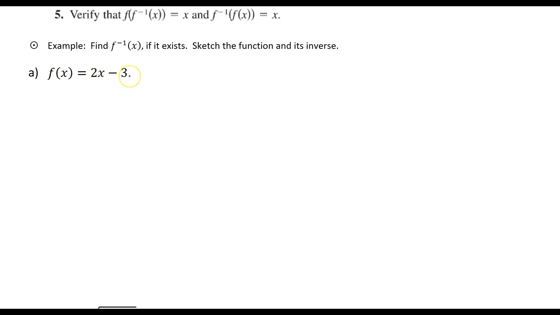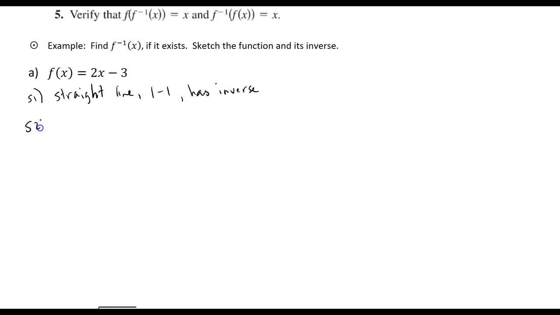This is a straight line. It's going to have a slope of +2, so it is going to be one-to-one. You're not going to have any issues with failing the horizontal line test. So for step 1, it's a straight line, which means that it's one-to-one, which means that it has an inverse.